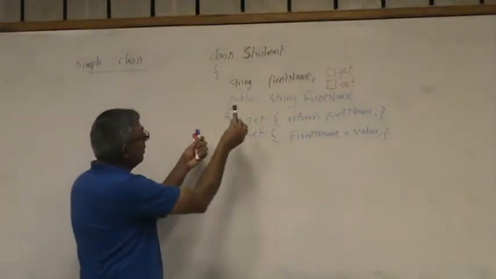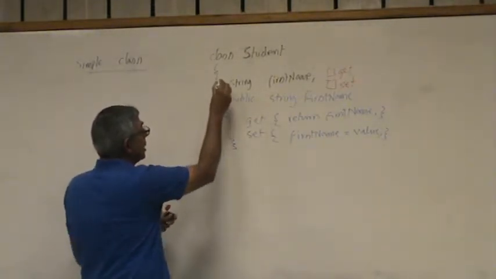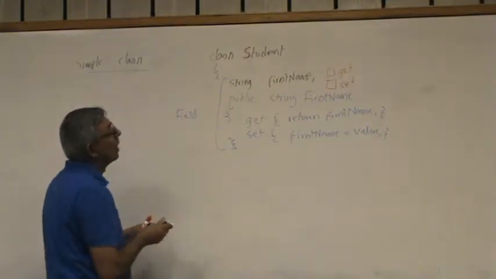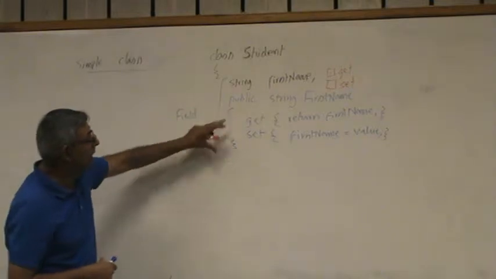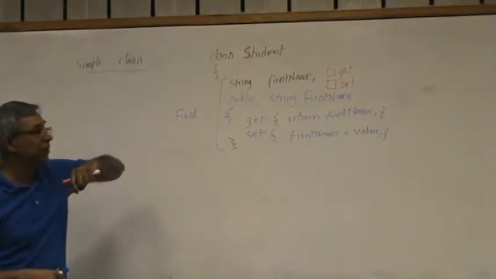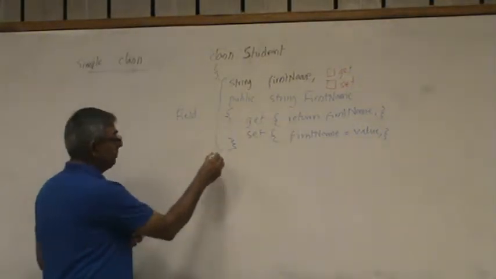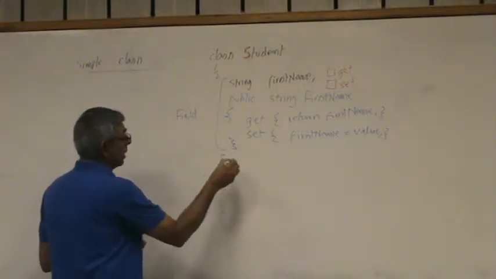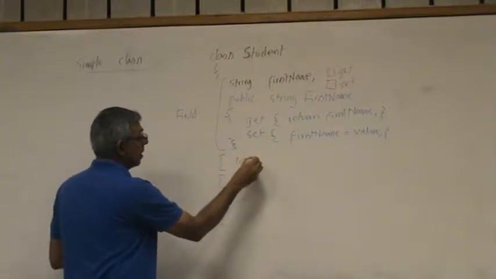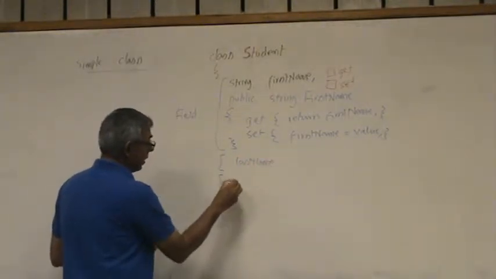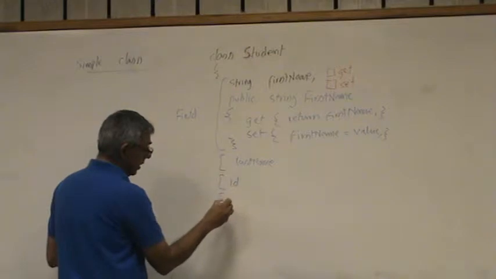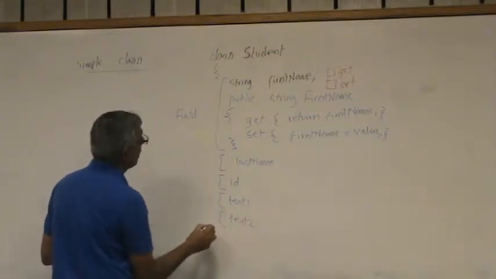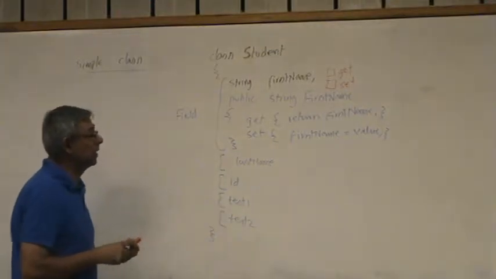So this is one field. The private one is firstName, and the public property is FirstName with capital F. Very similarly, how many fields did we create last time? We created a field called lastName, a field called ID, test1, test2. So let's pretend every student has these 5 fields.